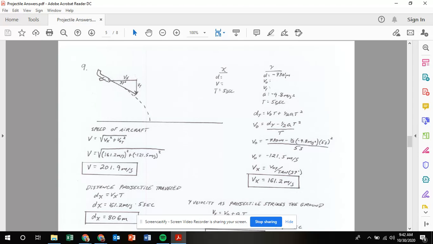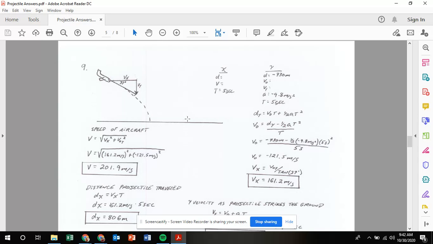So you can see that our y displacement is negative 730 because that's how far down it's going to go. The projectile hits the ground 5 seconds after being released, so we actually have time in this problem. So we have time in both the x and the y. What is the speed of the aircraft? How far did the projectile travel horizontally during its flight? And what were the vertical and horizontal components of the projectile's velocity as it strikes the ground?